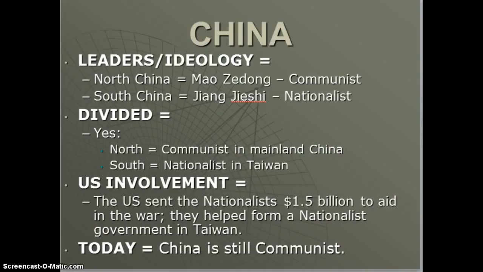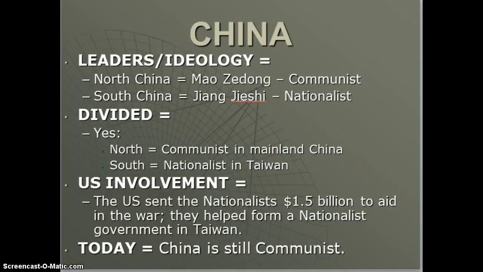The second column, was the country divided? If yes, how was it divided and where was it divided? China is divided. North is communist in mainland China. It's on the continent of Asia. And South China, it's nationalist and it's on the island of Taiwan.